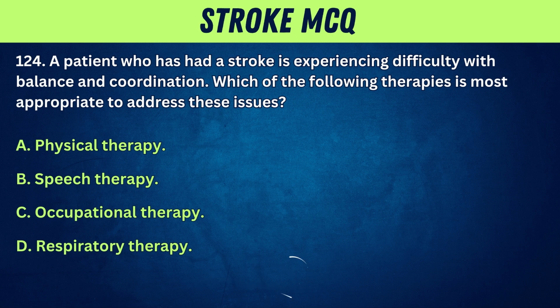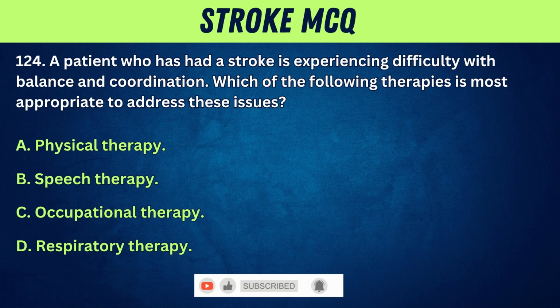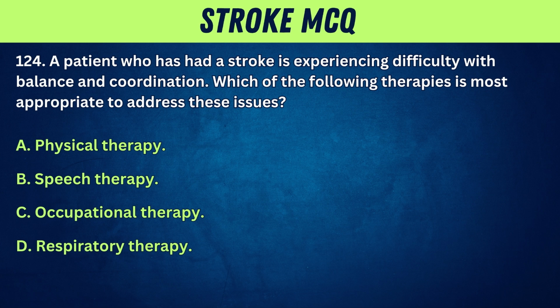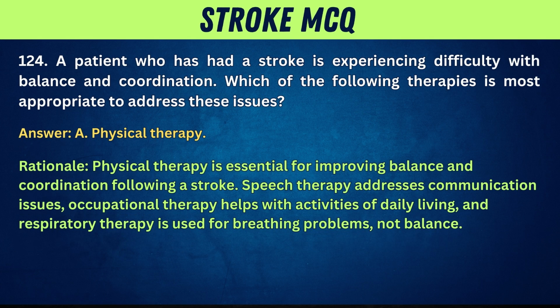124. A patient who has had a stroke is experiencing difficulty with balance and coordination. Which of the following therapies is most appropriate to address these issues? A. Physical therapy. B. Speech therapy. C. Occupational therapy. D. Respiratory therapy.